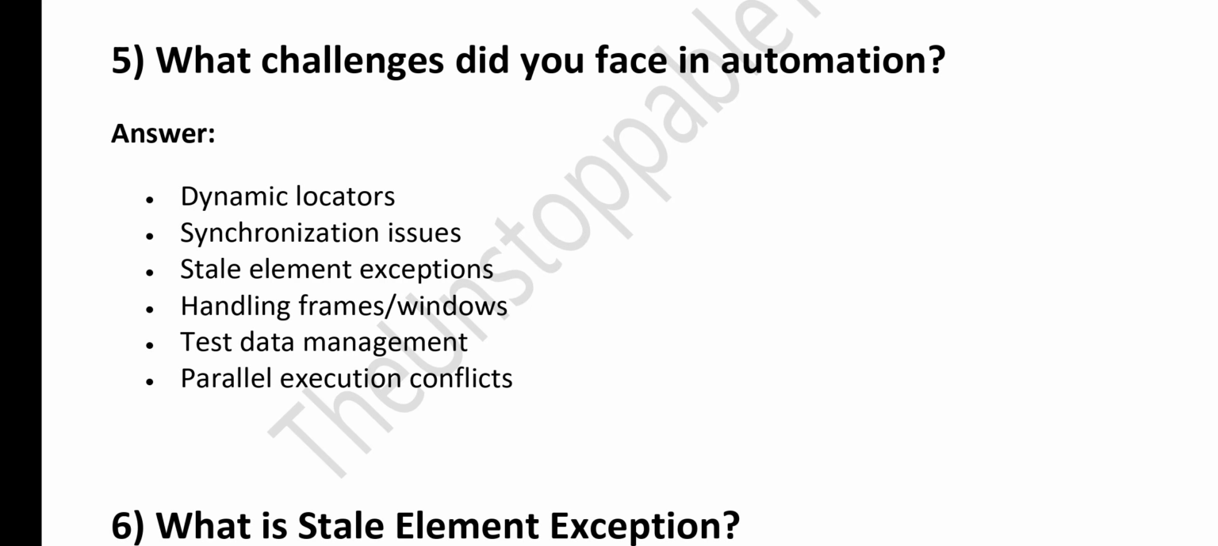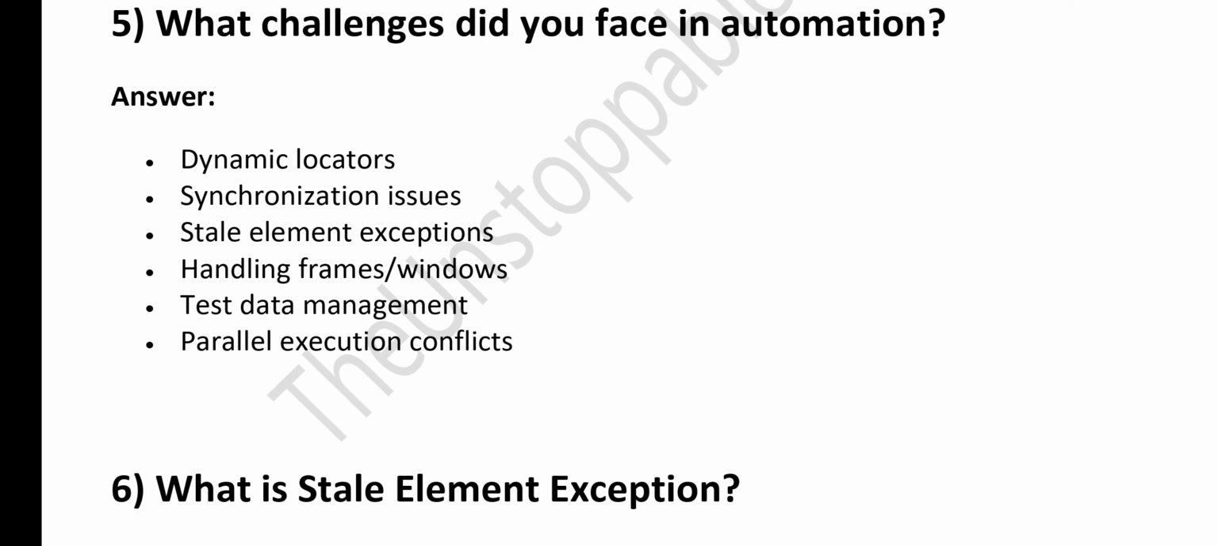Okay, so the next question comes like, what are the challenges you faced in automation? You can tell like identifying the dynamic locators or writing the dynamic locators, synchronization issues, stale element exceptions, handling frames or windows, managing the test data, and parallel execution conflicts.